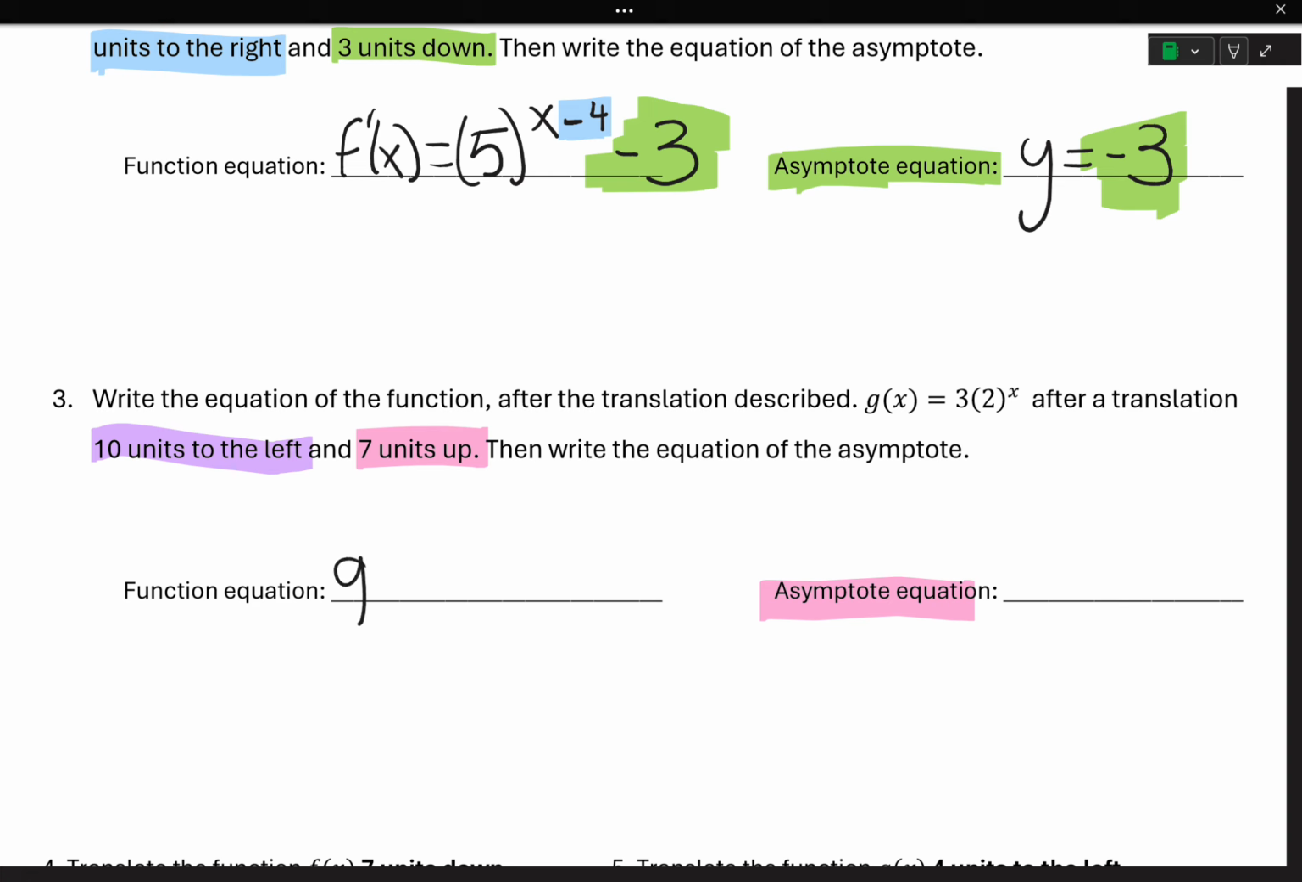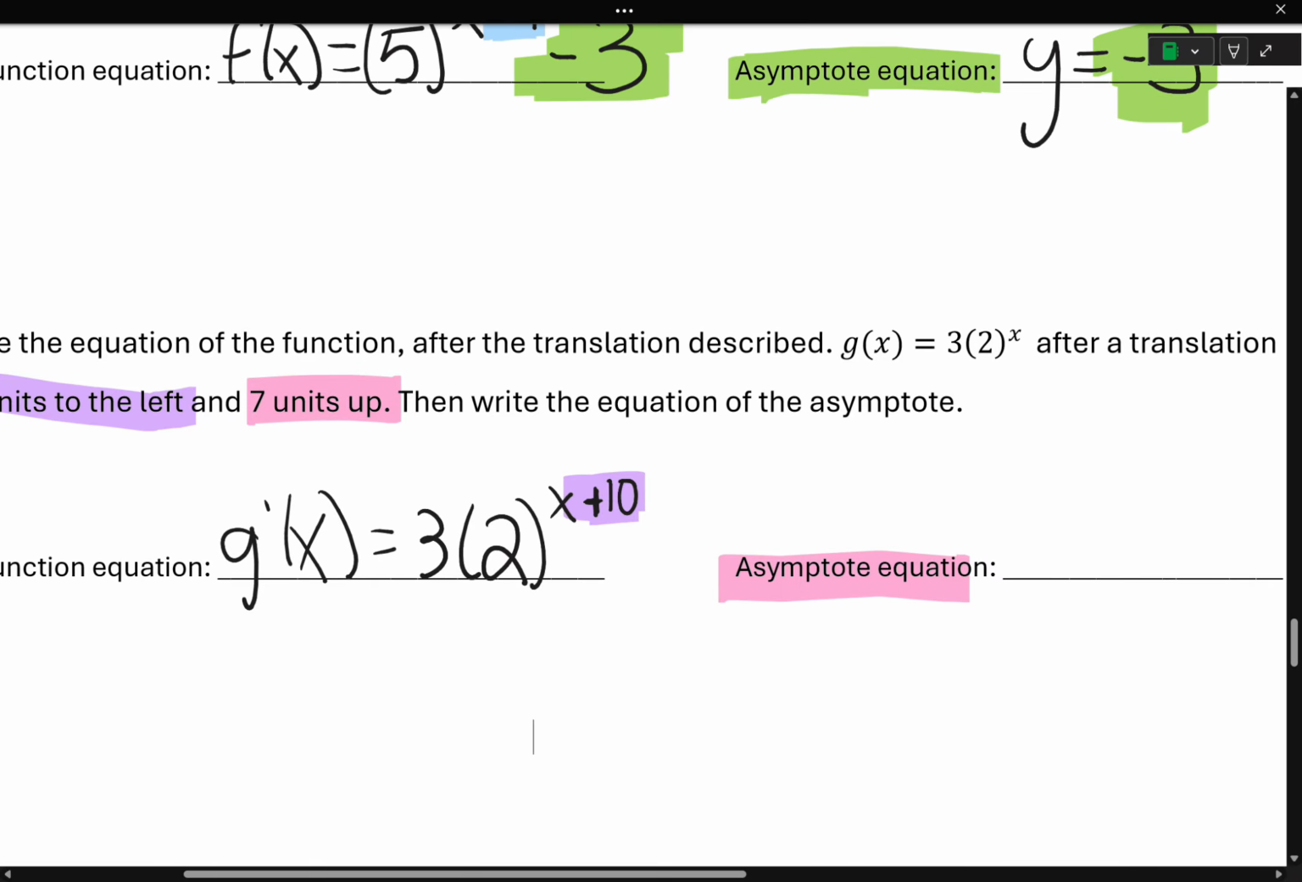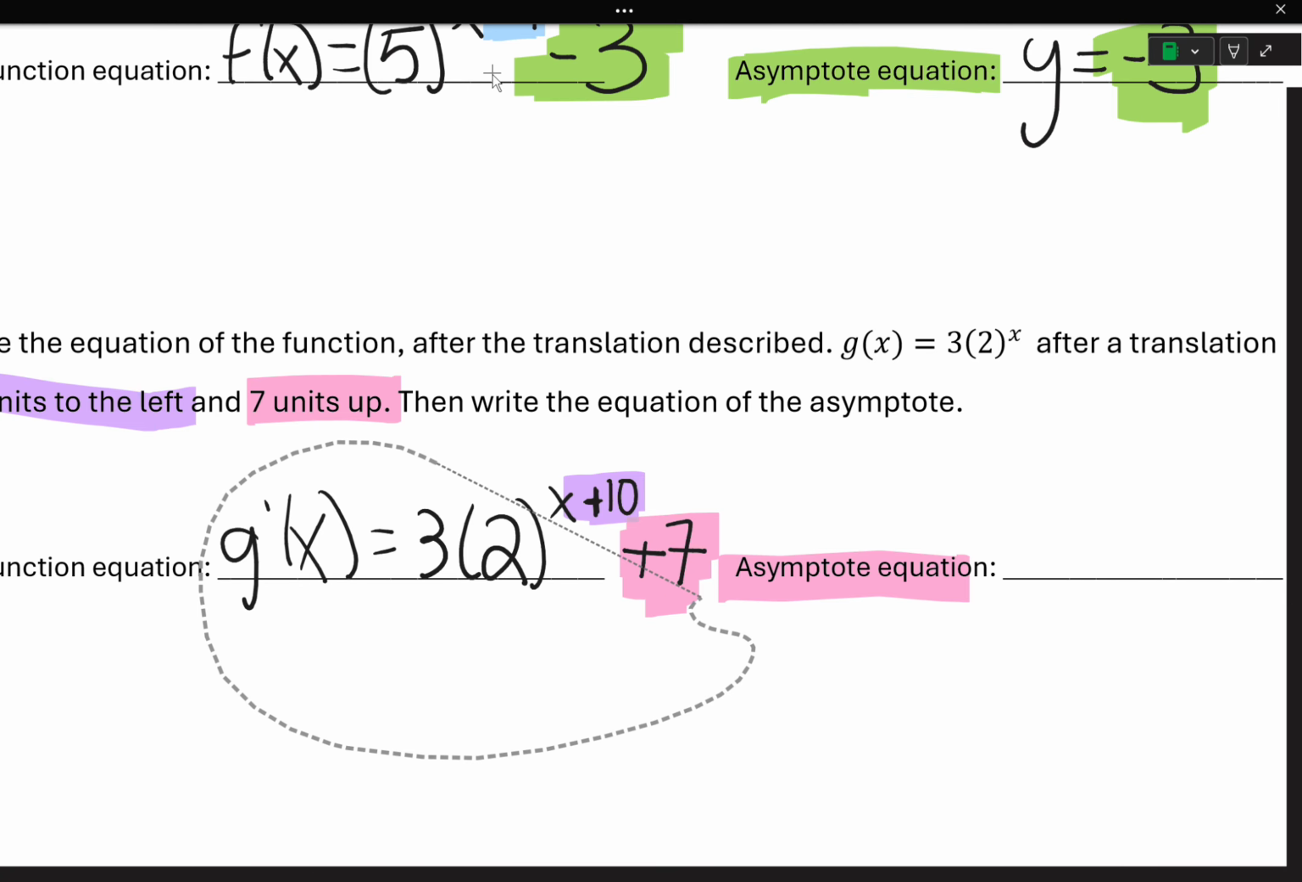So we've got g of x equals 3 times 2 to the power of x. When we're moving to the left, we are adding in the exponent. When we're going up, we add outside of the base. I want to make this smaller to fit in nicer.